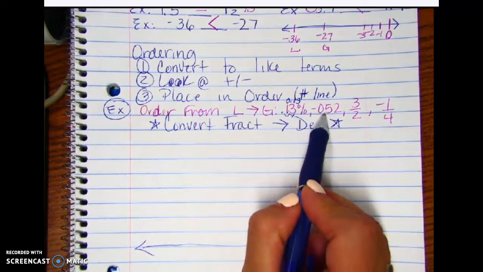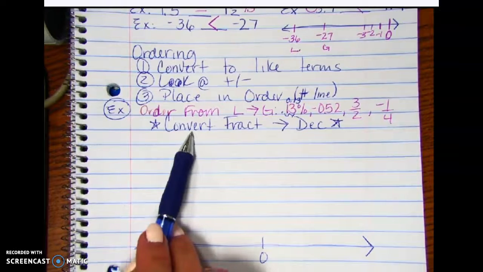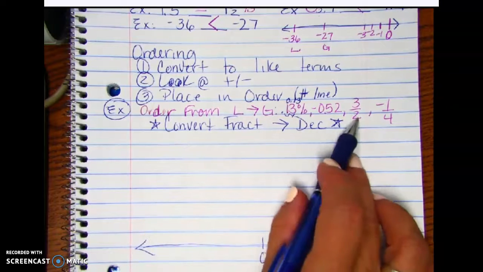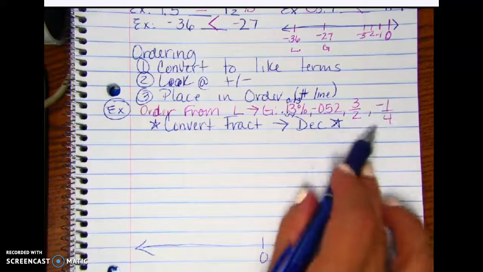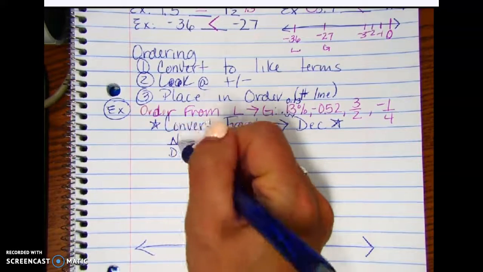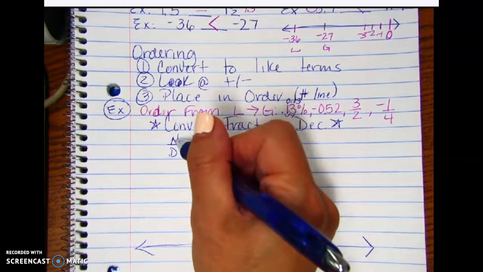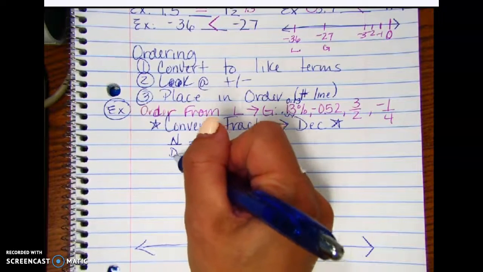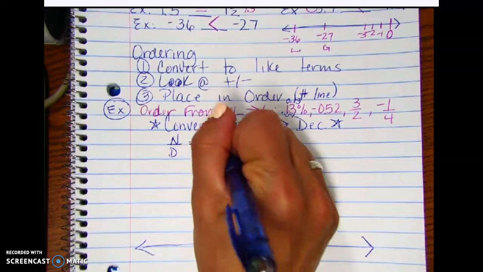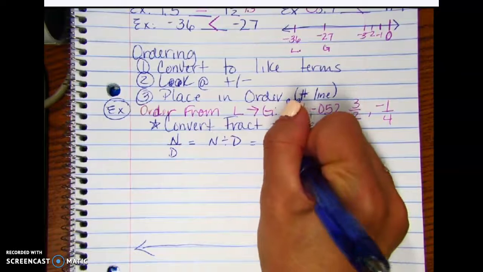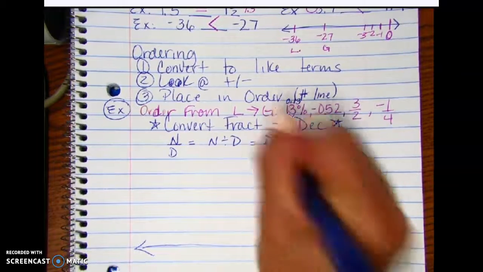So now I have 2 decimals and 2 fractions. I have to convert my fraction to a decimal. You've done this before. You know how to do this. So remember, it's a numerator, denominator, both of them. So I have my numerator over my denominator. We've said that this is a fraction. Every fraction is a division problem: the numerator divided by the denominator.